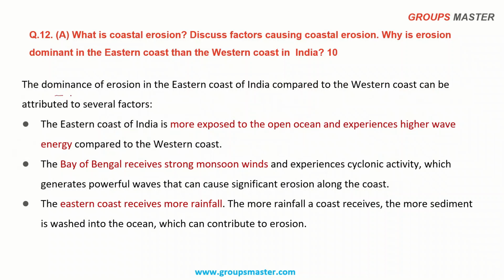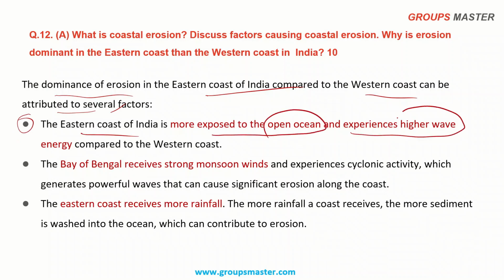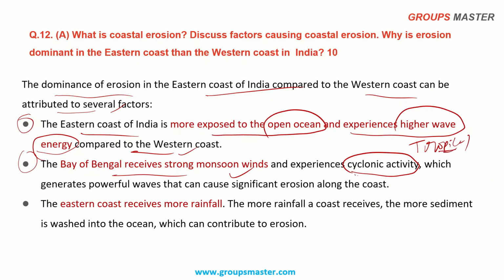Final part of the question, the dominance of erosion in the eastern coast of India compared to the western coast can be attributed to several factors. Let us see what are these factors. The eastern coast of India is more exposed to open ocean and experiences high wave energy compared to the western coast. The Bay of Bengal receives strong monsoon winds and experiences cyclonic activity. Bay of Bengal is prone to tropical cyclones, which generate most powerful waves that can cause significant erosion along the coast.